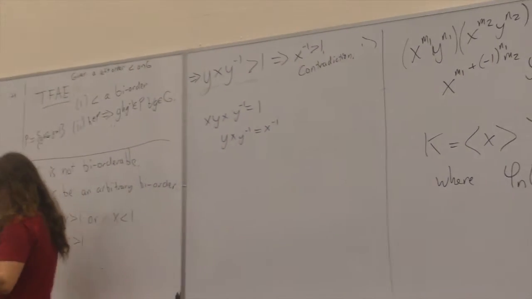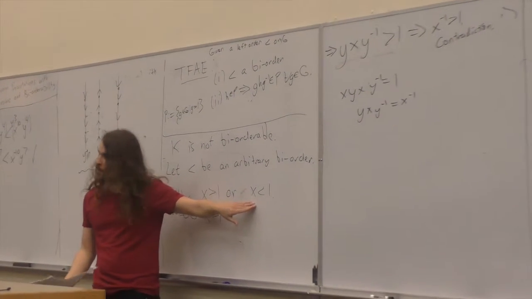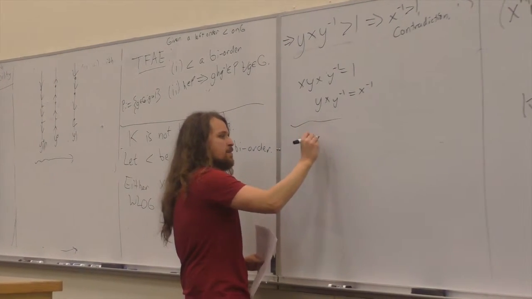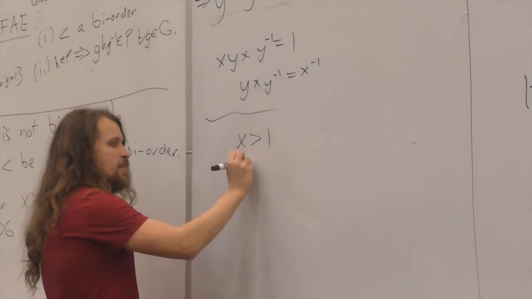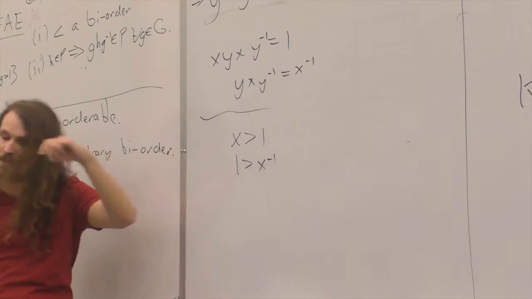So basically the argument boils down to either both x and x inverse are bigger than 1, or they both have to be smaller than 1. And that's not possible. A way to see that is, since we're left orderable, multiply both sides by x inverse. So if one's bigger than 1, the other one has to be smaller.